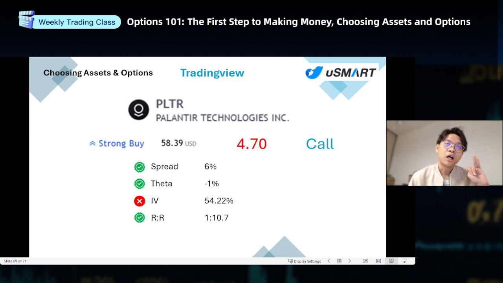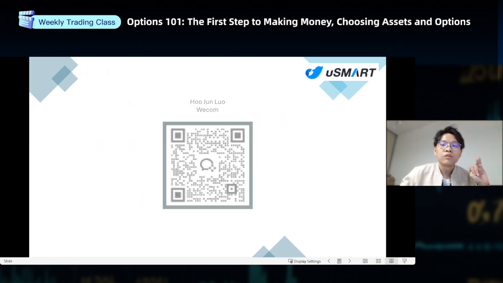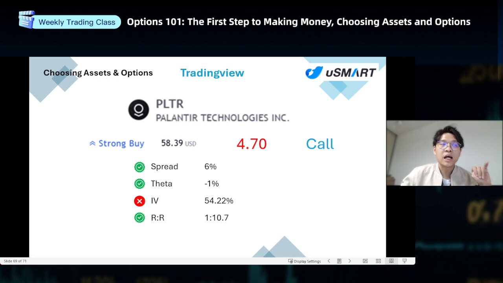So for this option, the best solution is to wait for IV to drop to 40. This is how we choose the options.